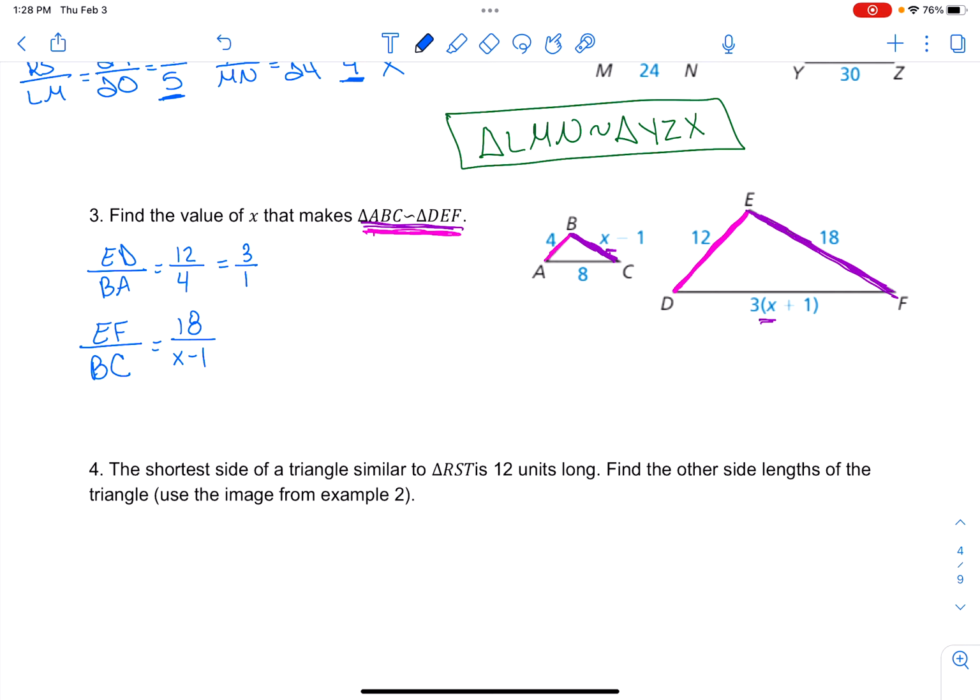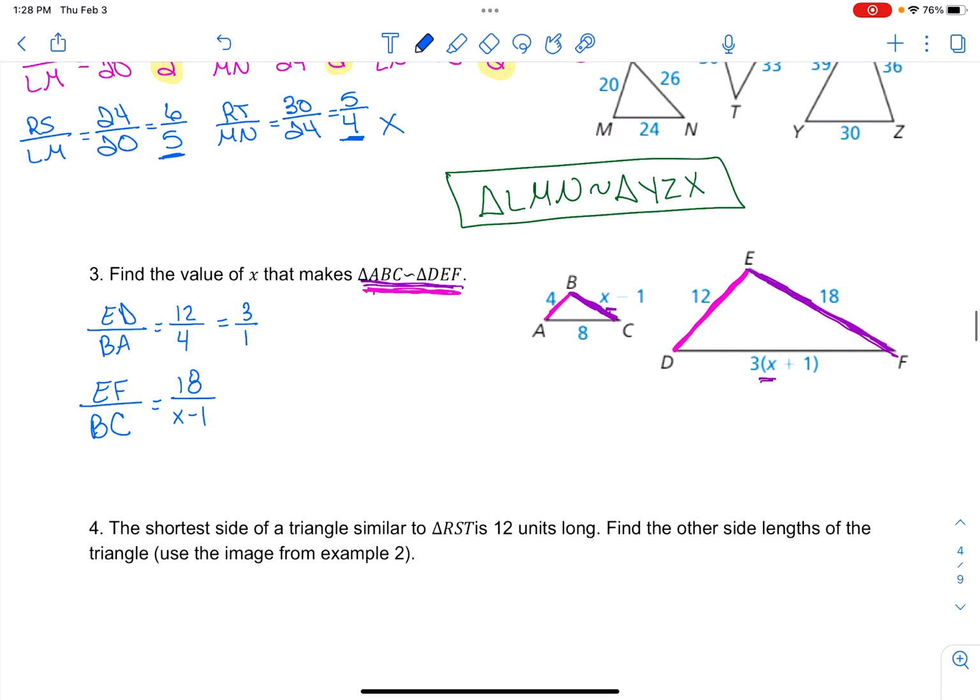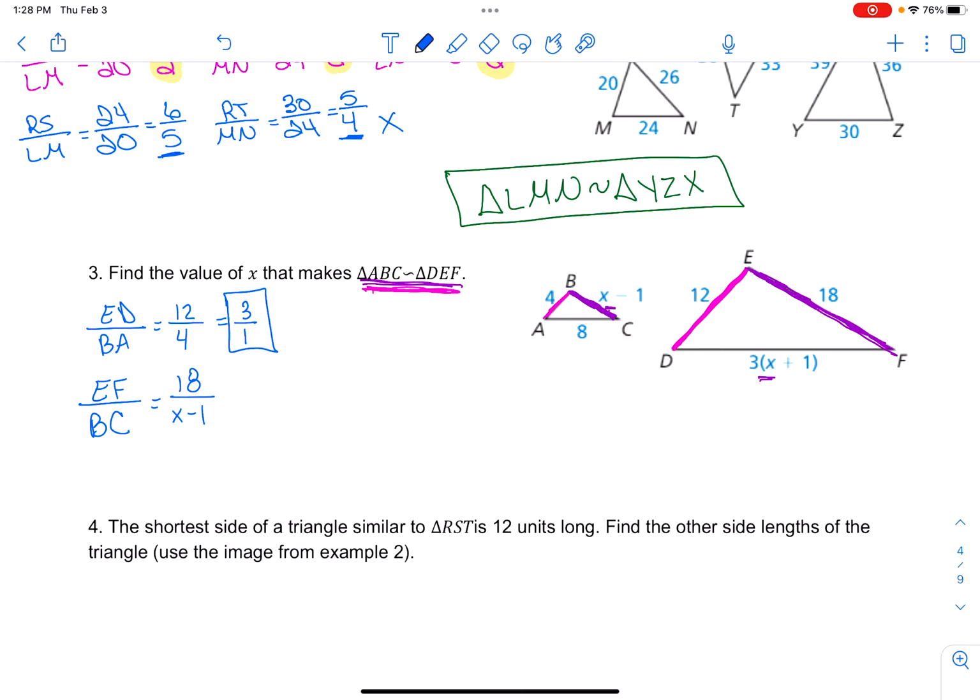Now remember, we are trying to prove these triangles are similar, so that means that this 3 over 1 and this 18 over X minus 1 should be the same thing. So 3 over 1 should equal 18 over X minus 1.